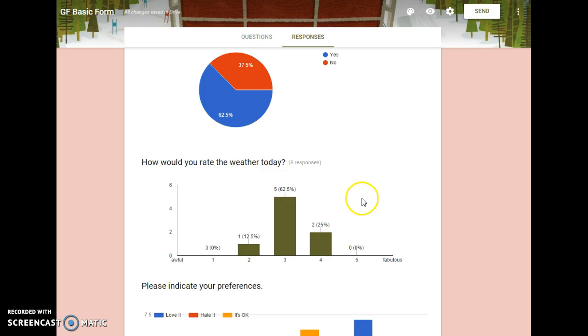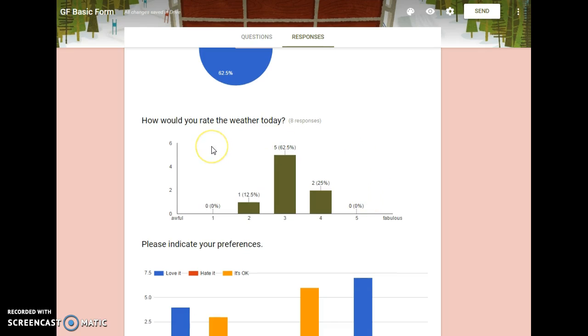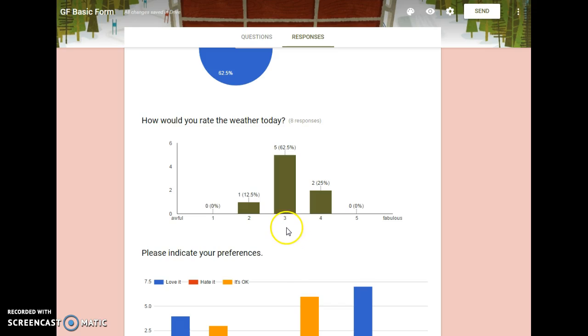This next chart was from the linear scale question, and respondents were just indicating how they would rate today's weather. So again, 5 respondents selected that they rated today's weather as 3, and again 62.5% of the respondents.